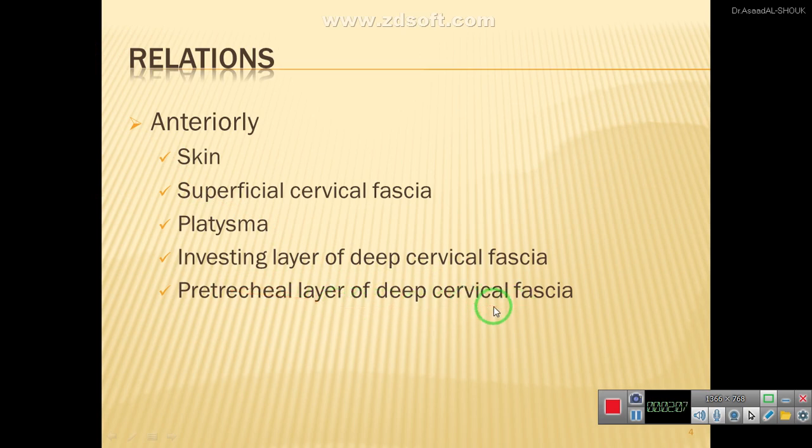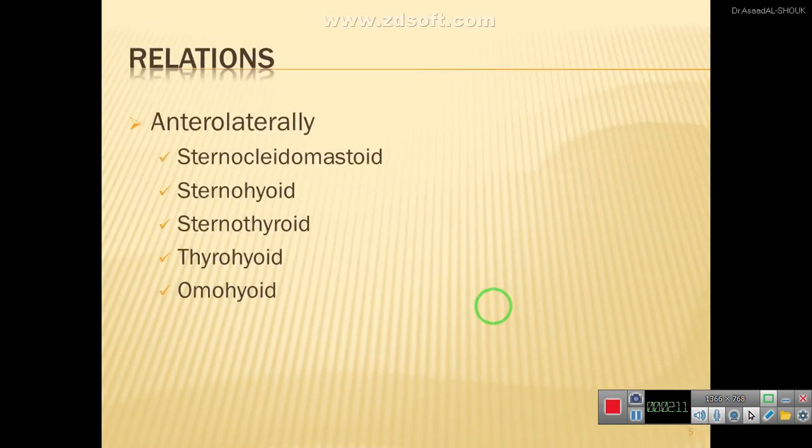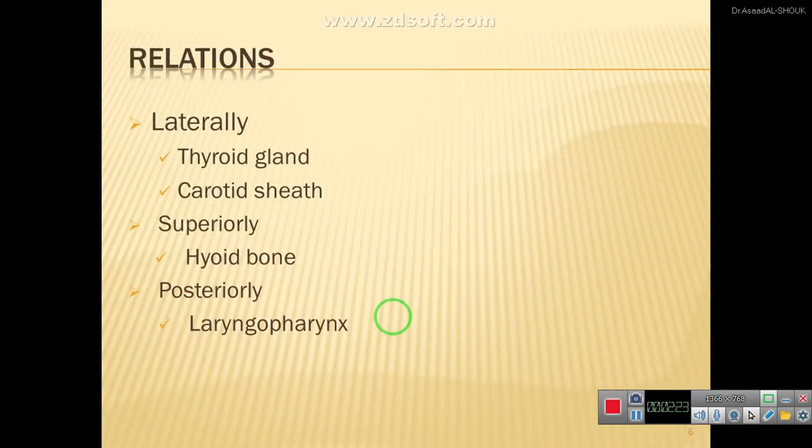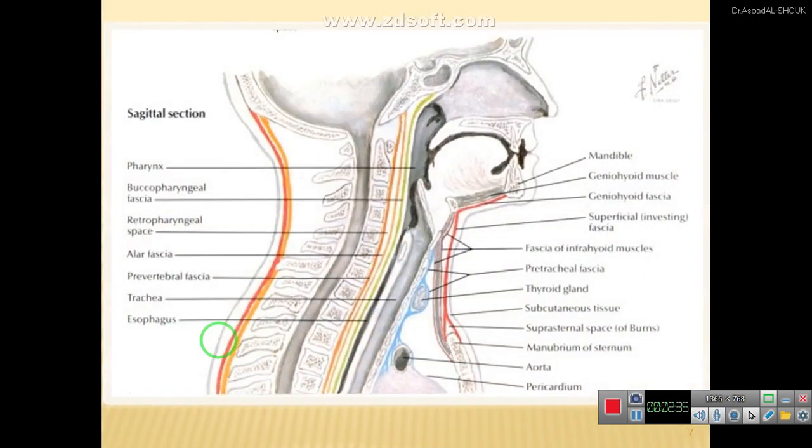In the next slide we will see the fascial sheath of the neck, sorry. Also in the anterolateral relation, we have a number of muscles: sternocleidomastoid, sternohyoid, sternothyroid, thyrohyoid and omohyoid muscles. Laterally we have the thyroid gland and carotid sheath. Superiorly we have the hyoid bone, as we mentioned before, and posteriorly we have the laryngopharynx.